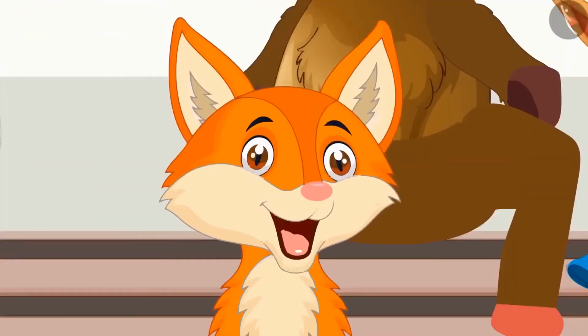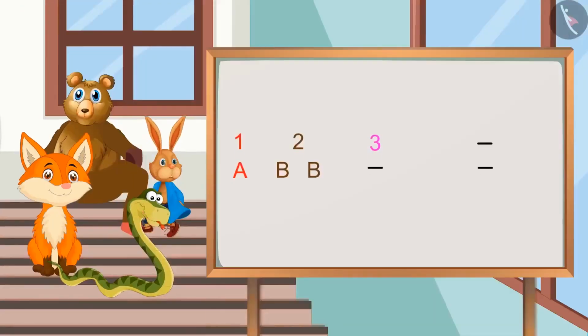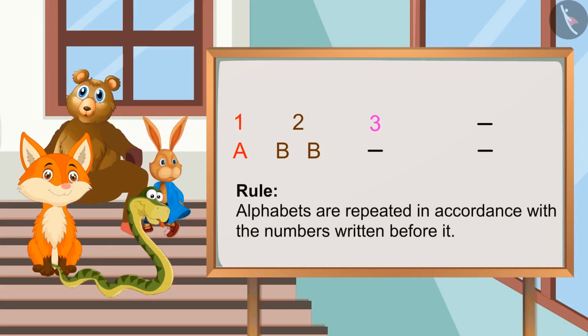Very good. Today I'll give you a pattern. Let's see if you can continue this or not. Let's find out the rule of this pattern. Kids, you can pause the video and think about the rule of the pattern. First we have the number 1, then alphabet A for once. Then we have number 2 and alphabet B is written twice. So the rule for this is, alphabets are repeated in accordance with the numbers written before it.